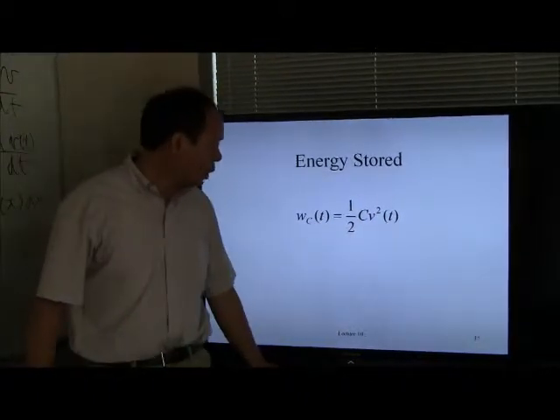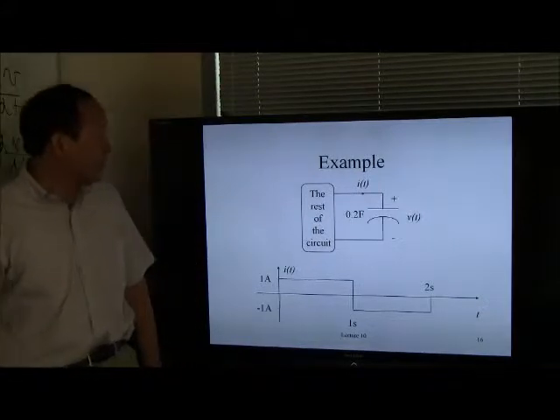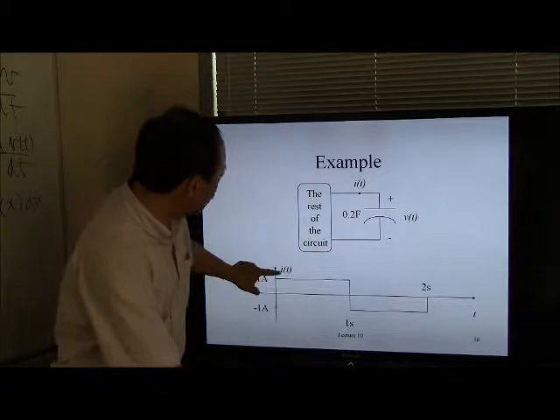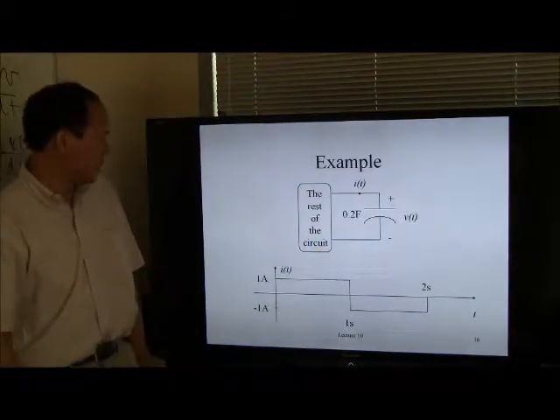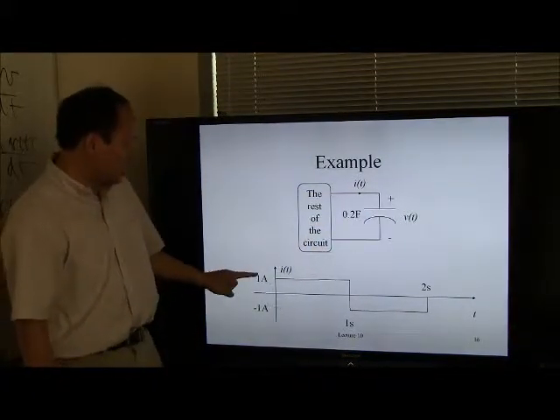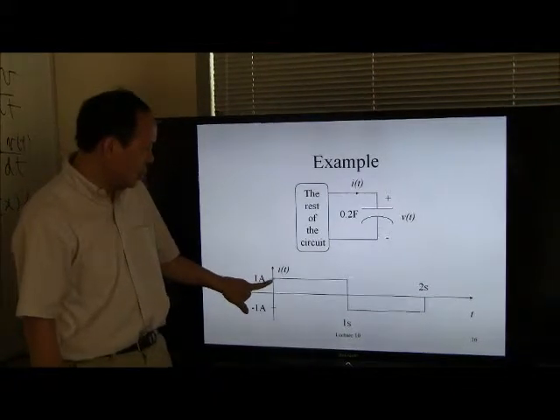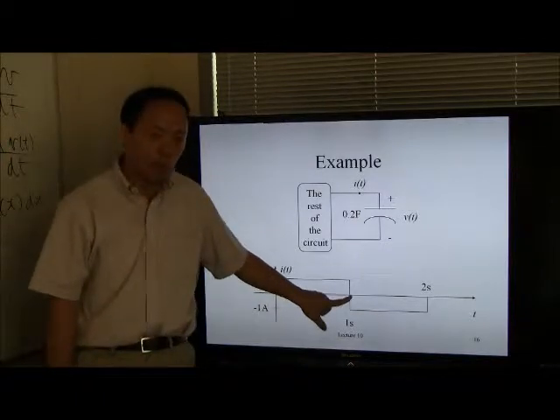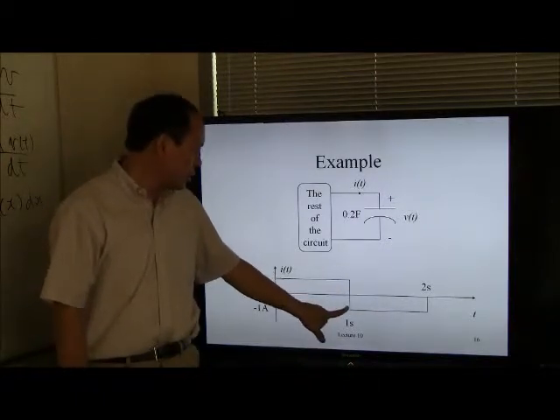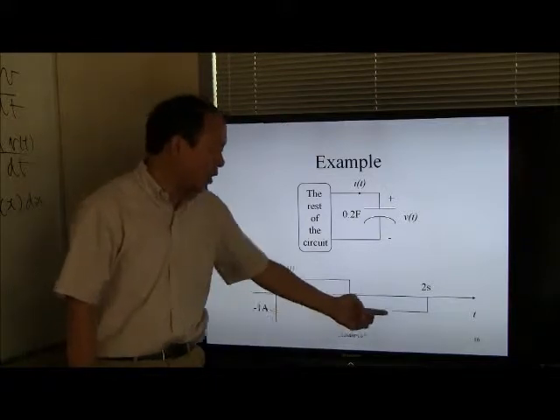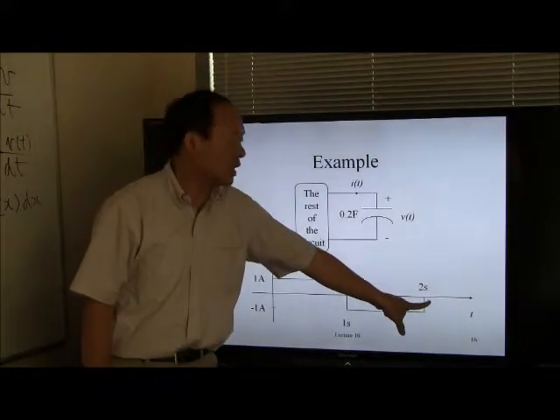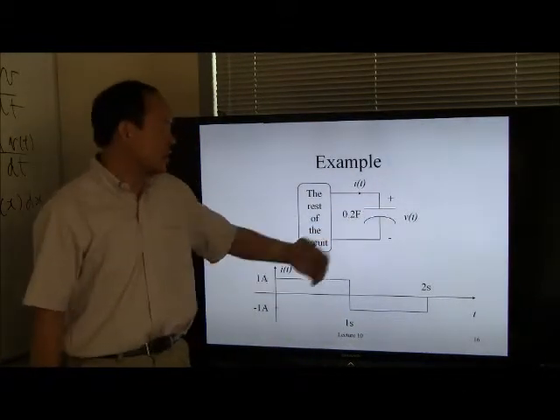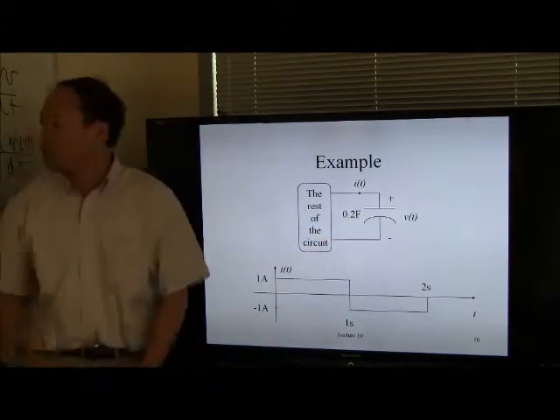Now, we're going to look at a few examples of charging a capacitor. For example, let's look at this charging current into the capacitor. You have a charging current that is a constant 1 ampere from time 0 to time 1 second, and then a negative current of 1 ampere from time 1 second to 2 seconds. So the question is, what is the voltage across the capacitor? Which equation are we going to use here?